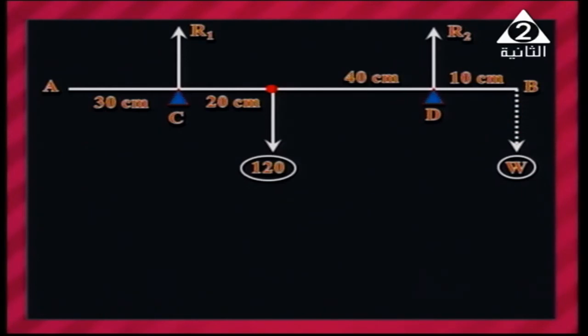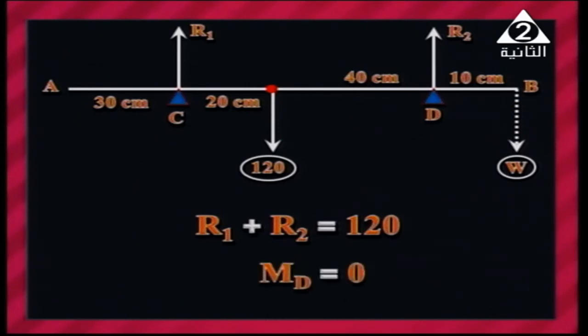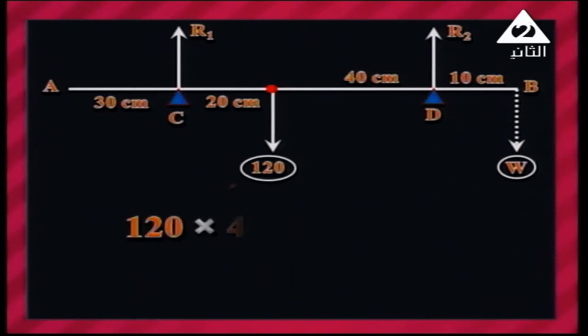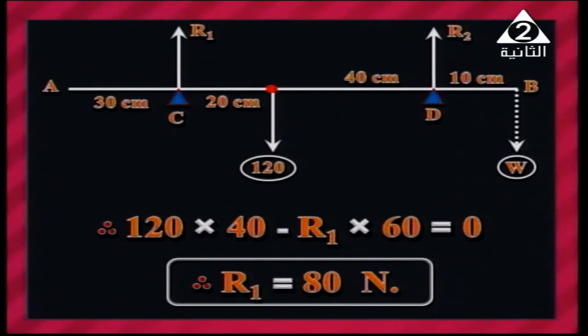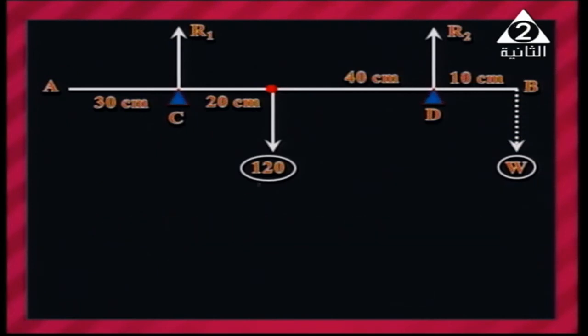We start from moment about B to find the value of R1 and R2. Remember, my dear student, the pressures at the two supports C and D are equal from the given. Look, R1 plus R2 equals 120. Find the value of R1 by taking the moment about D, which removes R2. Therefore, 120 times 40 centimeter minus R1 times 60 equals 0. Then it's easy to find the value of R1 equals 80 Newton. We know that R1 plus R2 equals 120. Therefore, what about R2? R2 equals 40 Newton.